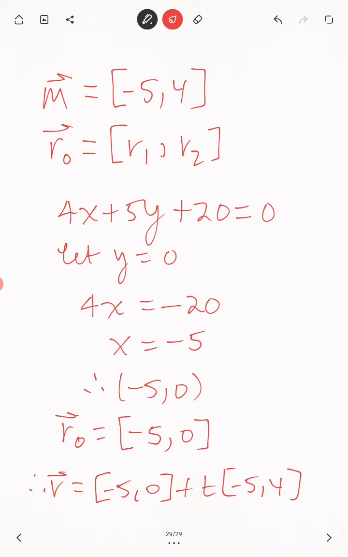And so we could have chosen to do the y-intercept instead to get a different point on the line. Or we could have chosen any value we like for x and then get the corresponding value for y. And so obviously there are infinitely many points on the line as well, therefore infinitely many position vectors for the line. And any vector that is a scalar multiple of the direction vector would also be a direction vector for the line. And so therefore infinitely many possibilities for the vector equation of the line.